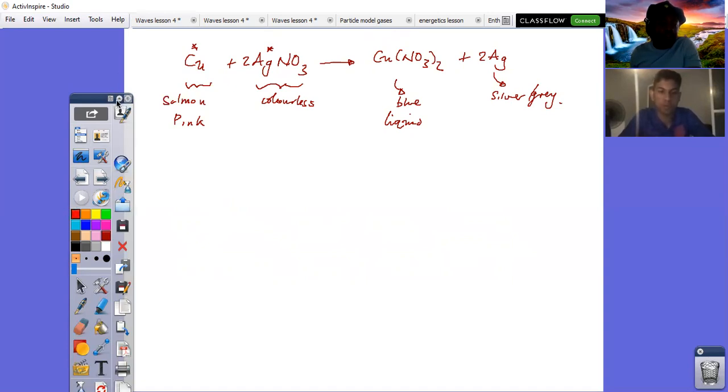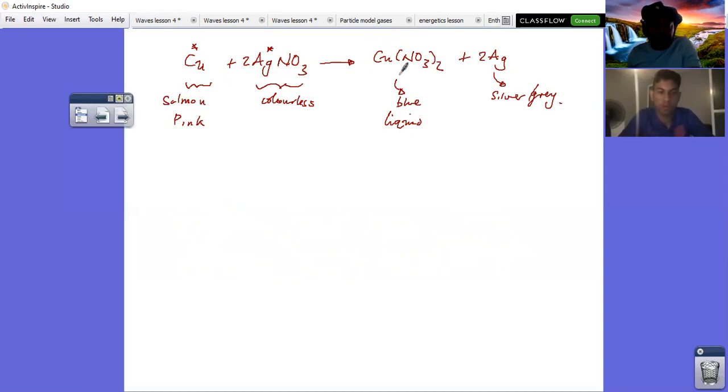Your hint here would be to look at this nitrate part here. This is an example of what we call... there are some ions whose charges you need to know and memorize. These have to be memorized. They will not be given to you.